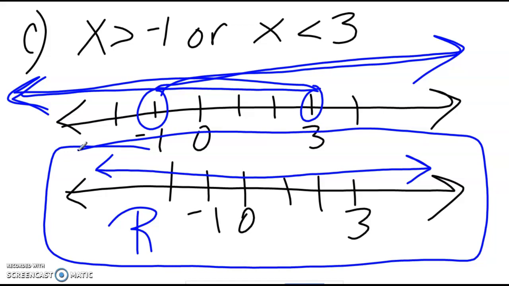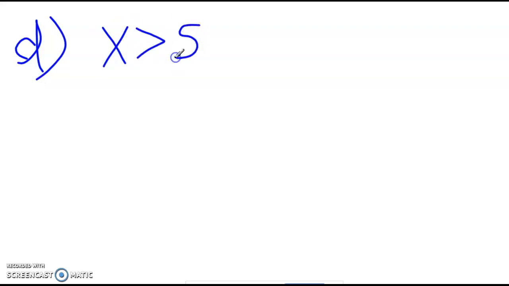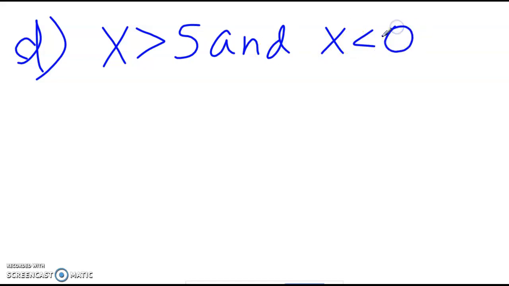Okay. Any other questions on this one? One more, and then we're good to go. Here we go. Let's move on to this one. This is going to be a special AND one. So what letter are we on? C or D? D. So we have x is greater than 5 and x is less than or equal to 0. Let's do that.